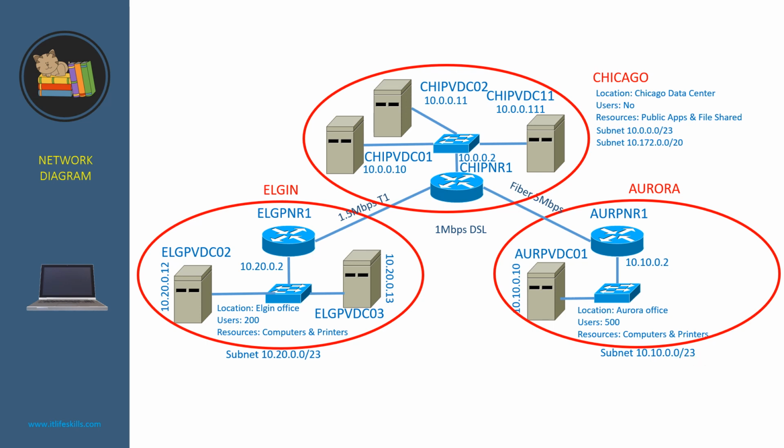10.10.0.0/23. To connect Elgin and Chicago, we will create site link 1. Then we will create site link 2 to connect Chicago and Aurora. Finally, we will create a site link bridge to connect Elgin and Aurora.